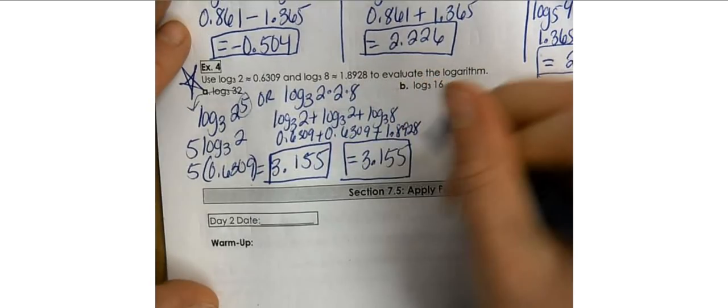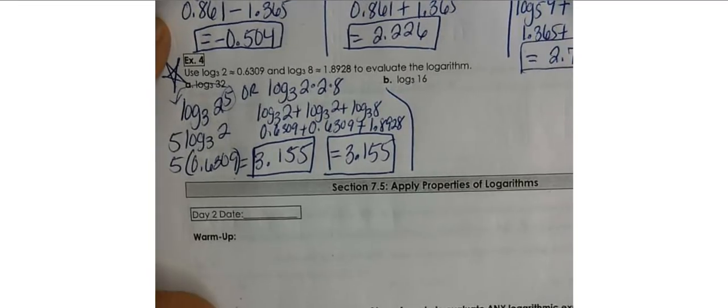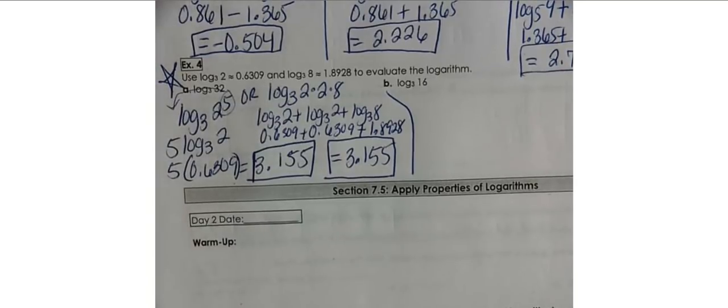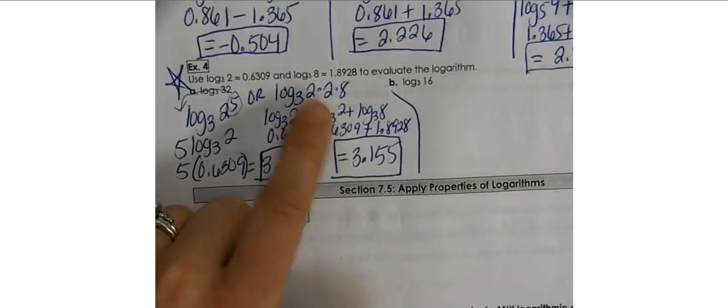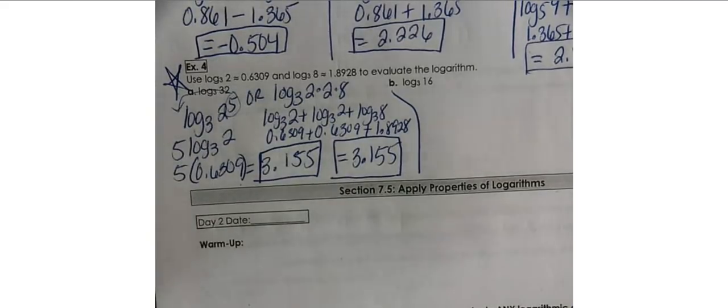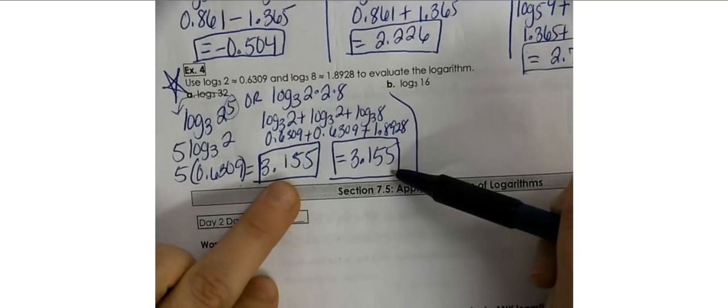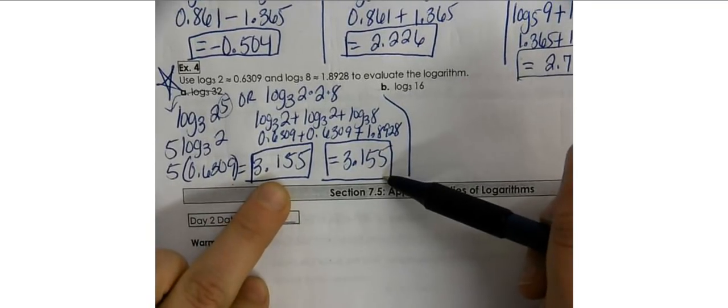Both approaches will get you the right answer. It just depends on what you see. And maybe you approached it in an even different way. Maybe you made that 2 a 2 squared, and you brought that square out in front using the power property. That's fine too. Regardless of your approach, you should have ended up with 3.155.